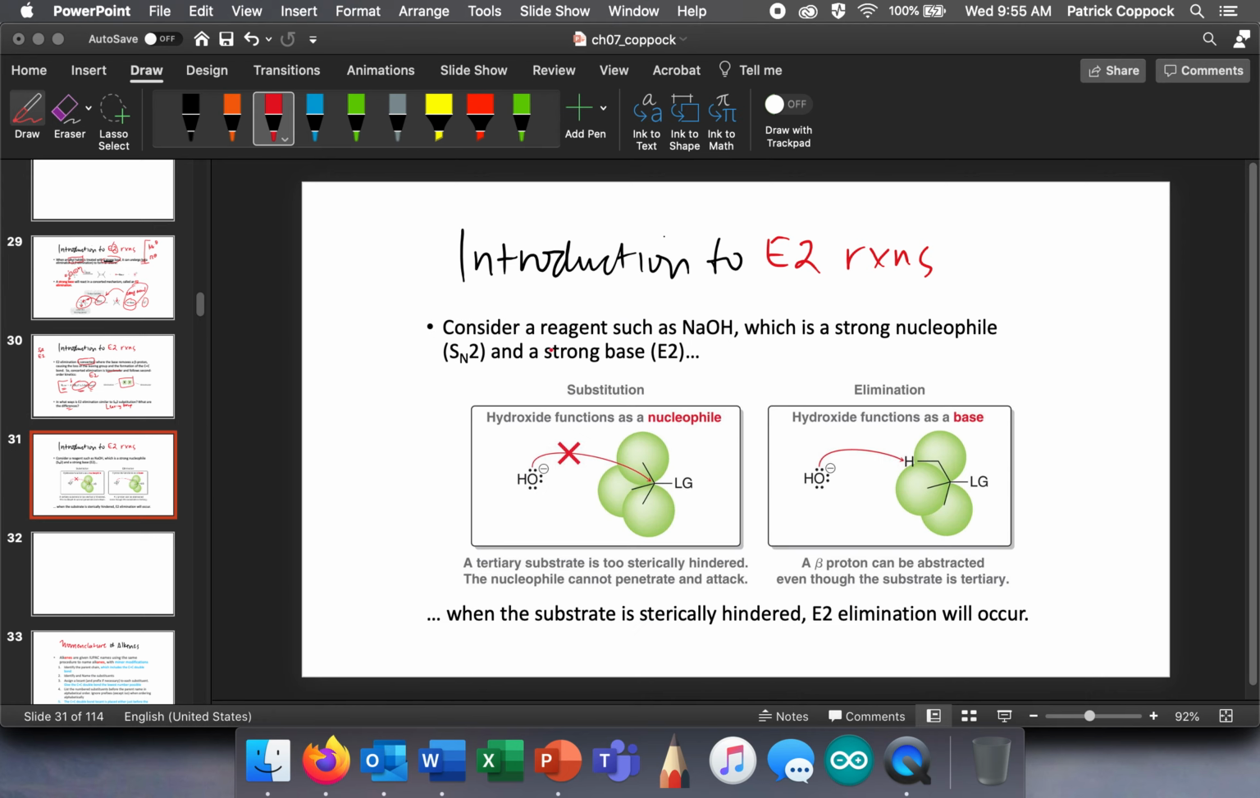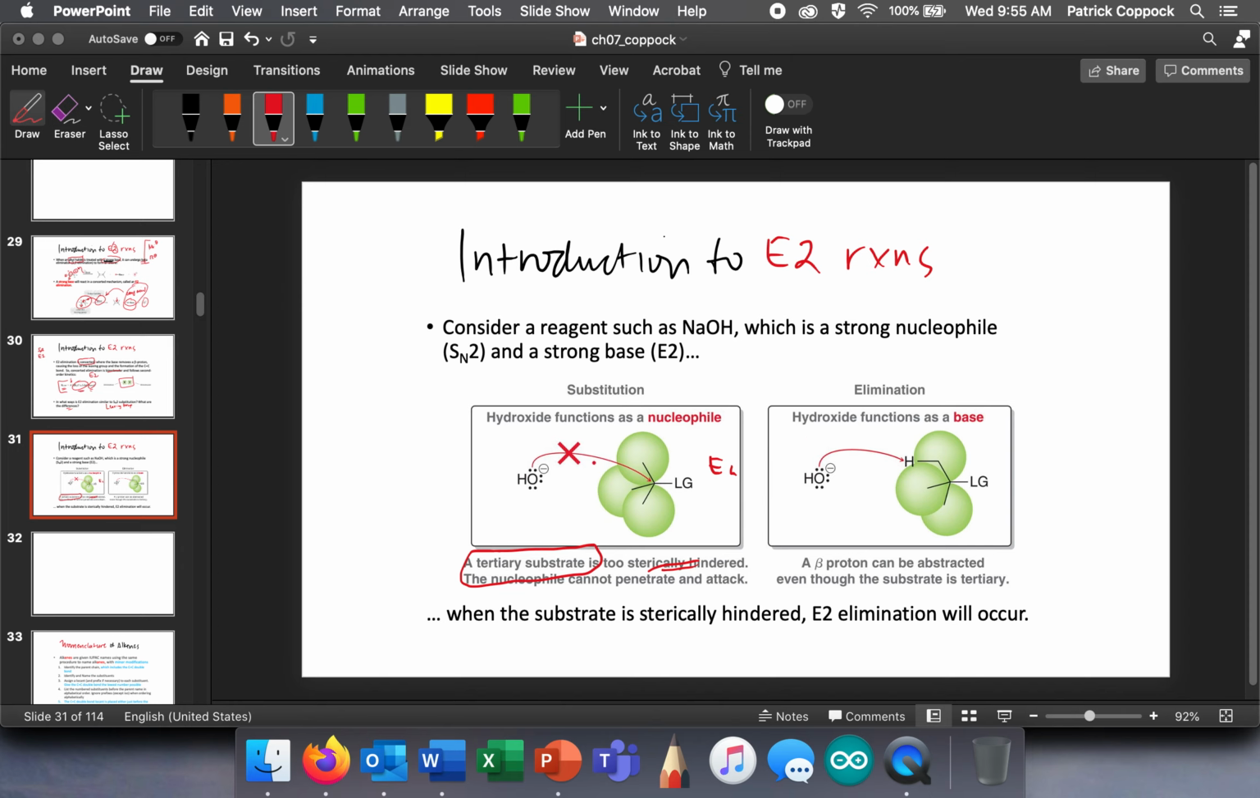Now consider a reagent such as hydroxide, which is a strong nucleophile and a strong base. I told you a minute ago we're going to hold these in tension. So if it's a strong nucleophile and a strong base, look at this example of substitution, where the hydroxide comes in. Now, if it's a tertiary substrate, it's too hindered, it can't get in there. Can you see how this is too crowded? And also the transition state is too high in energy. The activation energy is too high.